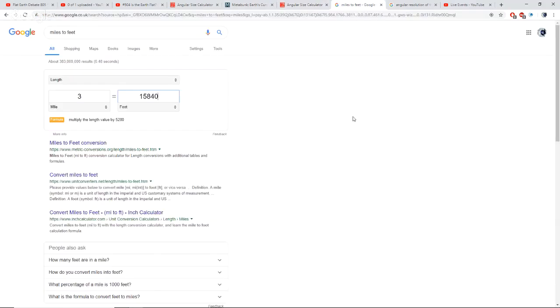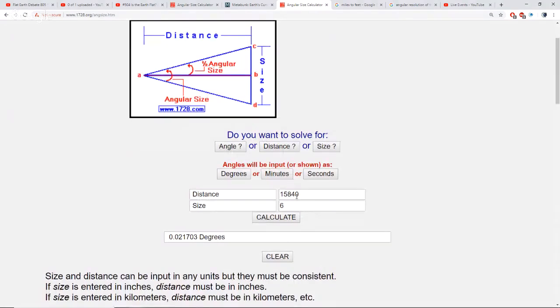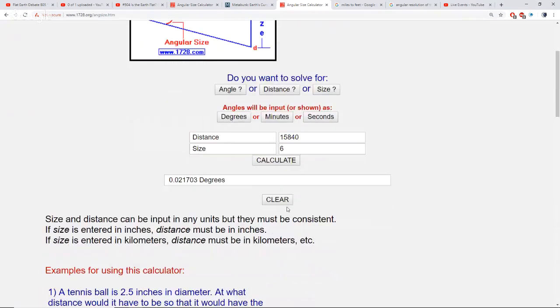Well, what we're going to do now is we're going to change miles into feet, and if we convert 3 miles into feet, we get 15,840. Let's put that in the Earth curve calculator. 15,840. We give an object height that we're trying to look at of 6 feet. And well, what would you know? The degree that it comes out at is 0.02 degrees.